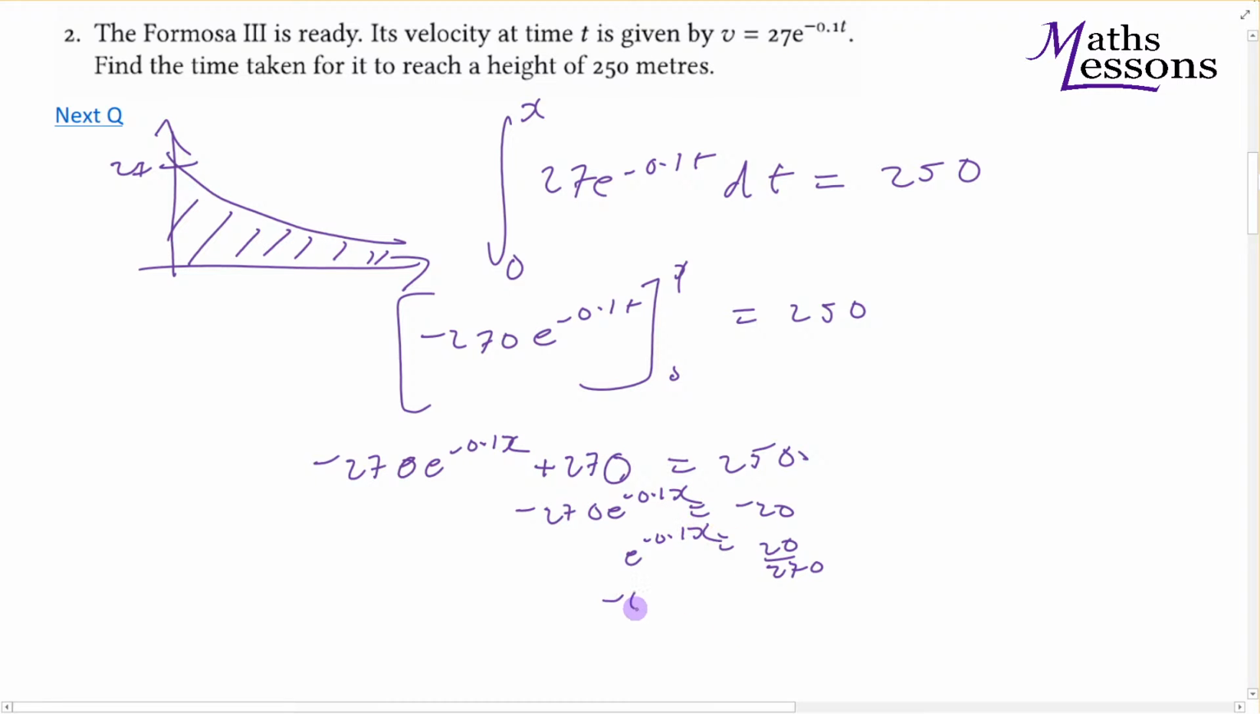So we get minus 0.1x will equal natural log of 20 over 270. So x will equal minus 10 times the natural log of 20 over 270. And that comes out to be 26 point, I think 03, looking at my answer. I can't read my own writing. Somewhere between 02 and 03. Essentially put this into your calculator and you'll get the exact value out.